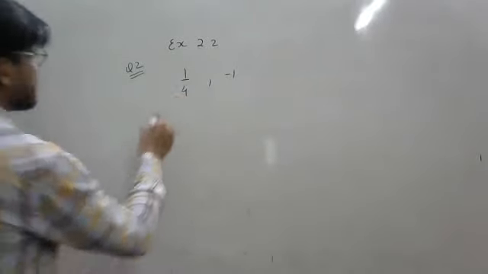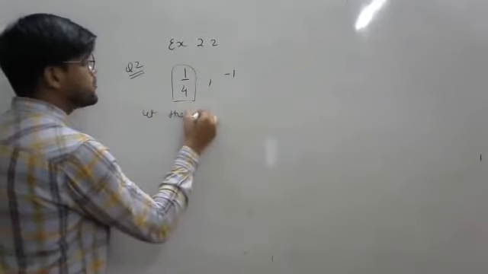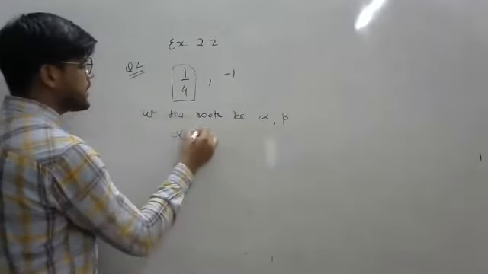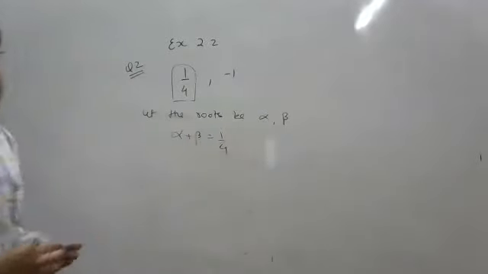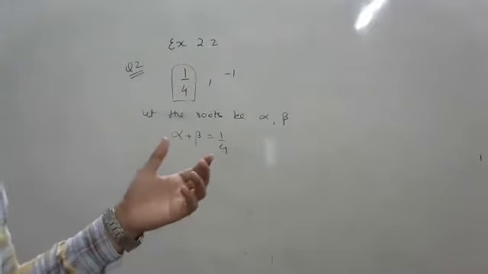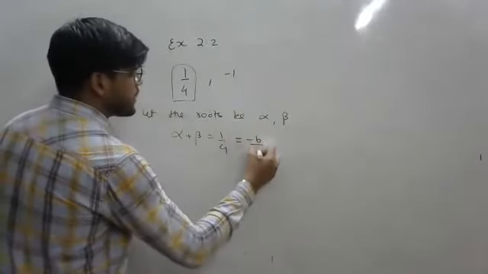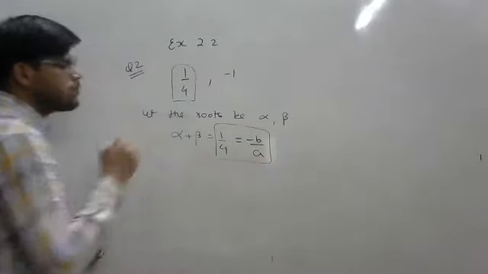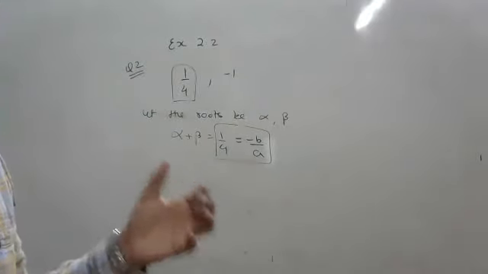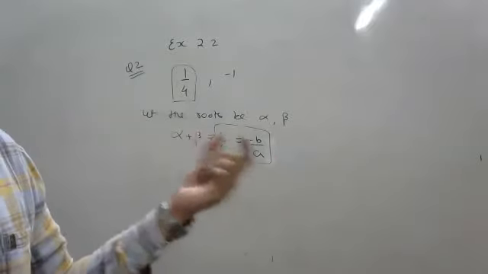So we'll just name this 1 by 4 as alpha plus beta. We'll first let the roots be alpha and beta. So alpha plus beta is 1 by 4. And we also learned about the relationship between the coefficients and the roots. According to that, sum of roots is equal to minus b by a. Sum of roots of a quadratic equation is always equal to minus b by a, where b is nothing but coefficient of x and a is coefficient of x squared.